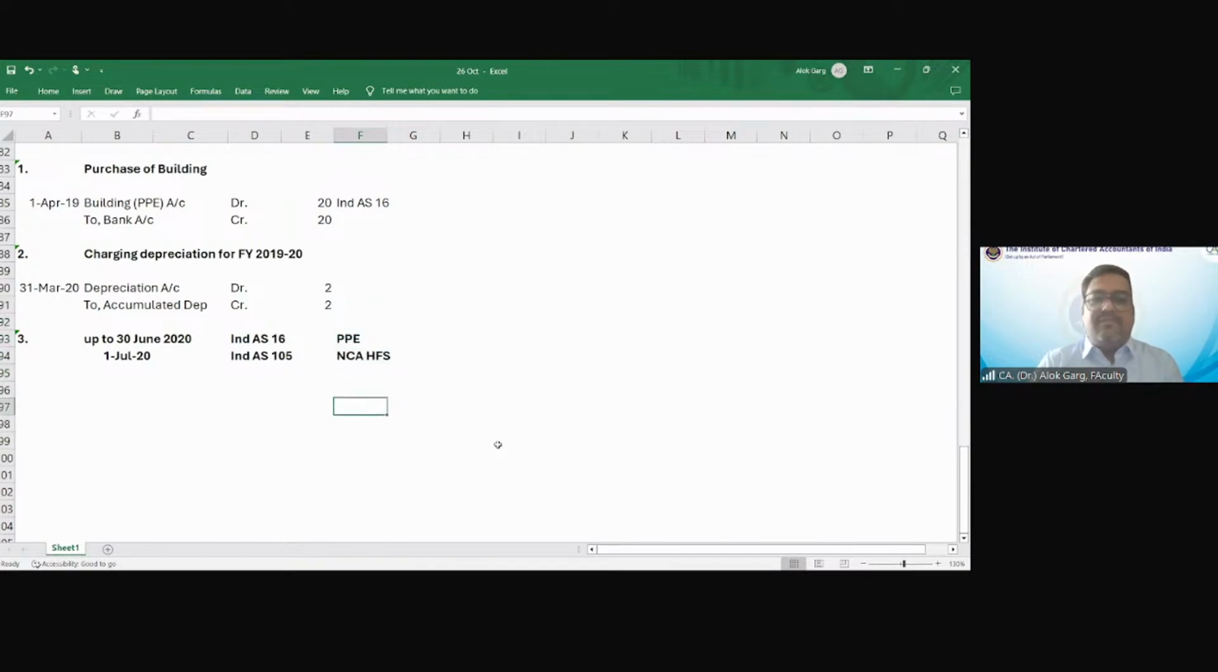So then I need to pass one entry also. I need to settle the account of PPE. What entry will you pass? Depreciation, charging depreciation till 30th June 2020. So what will the entry be? Charging depreciation, accumulated depreciation as of 30th June 2020.